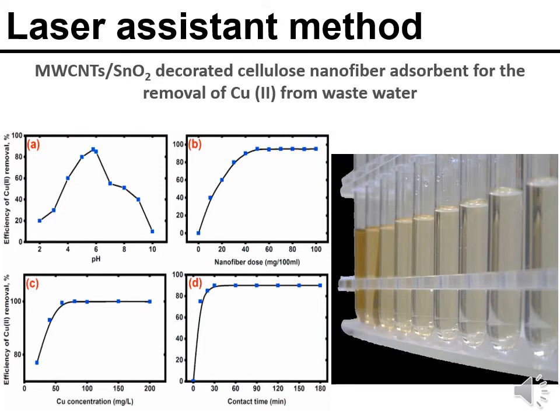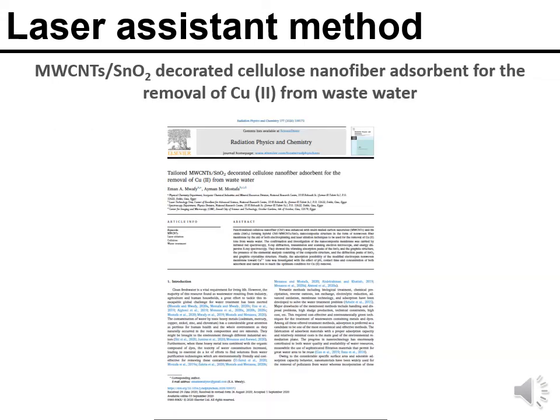Finally, this nanofiber was tested for the removal of copper metal from wastewater. There are four main factors studied affecting the absorption efficiency. Firstly, A is the pH factor, followed by the nanofiber dose and the copper dose, and finally the contact time for the absorption of metal on the surface of the nanofiber. This work was already published in a high impact journal, Radiation Physics and Chemistry, as shown in the slide.